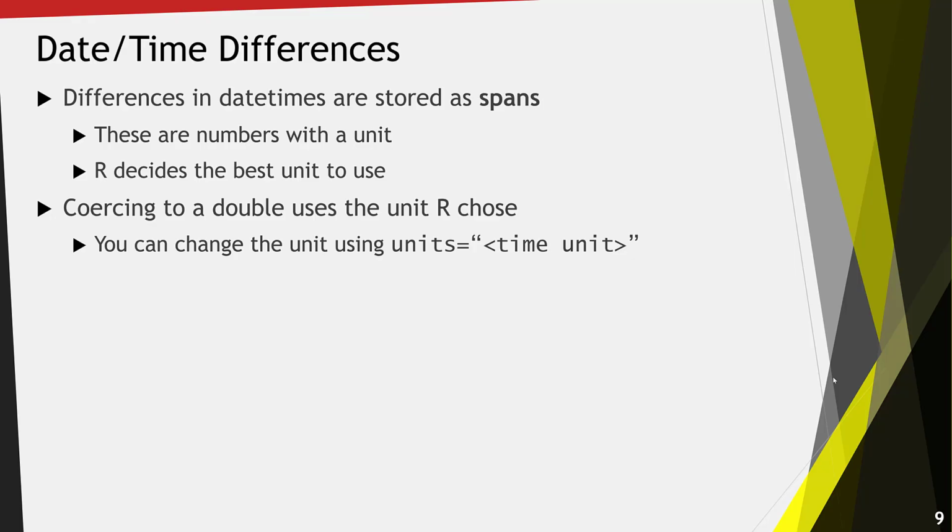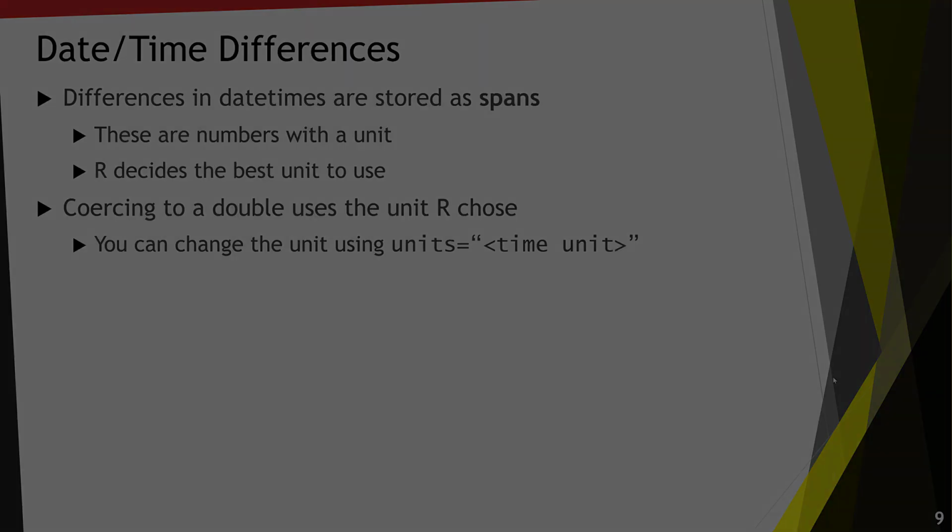As you saw in that example, spans are the way that R stores differences in date times. These are numbers with a special unit attached to them. R is going to decide what the best unit to use is. For very short spans, it might use things like seconds or minutes. For long spans, it might use things like days or years. If you use the as.double function to coerce a span into just a number, R is going to use the unit that it chose. Sometimes you might wish to use a different unit of time. If that's the case, you can change units using units equal to and then putting the name of a time unit in quotation marks as part of that as.double function.